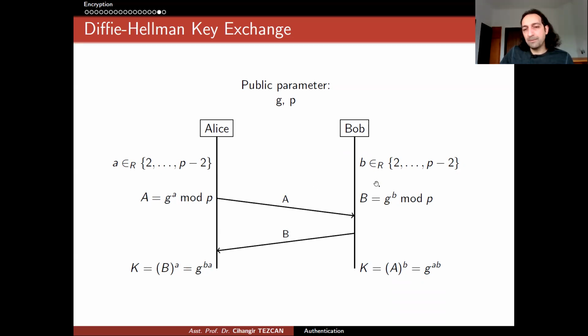Bob does the same thing. Now Bob chooses a b, computes this value and sends it. Again, Eve captures the capital B, so she knows capital B, g, and p, but again, capturing small b from here would equal solving the discrete logarithm, which is not easy. But now Alice takes the a-th power of capital B, which equals g to the ba, and Bob calculates capital A to the power b, which equals this. So these two numbers are the same.